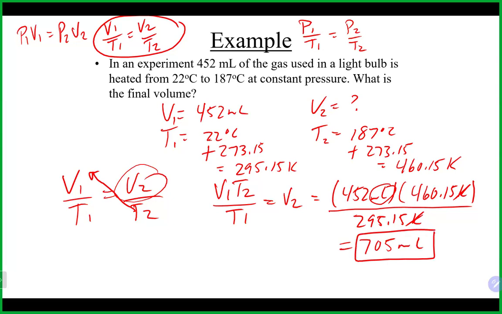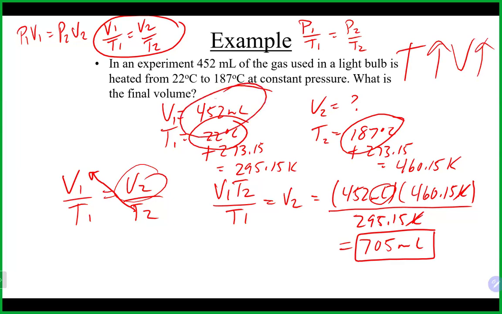Any question on that calculation? Once again, our temperature in this case went up, which means we know based on Charles' law, our volume should also go up. Started at 452, ended at 705. So again, it did move in the correct way. Any questions on that?